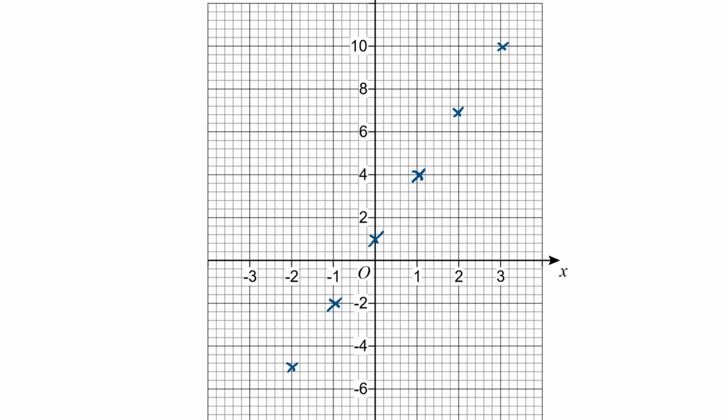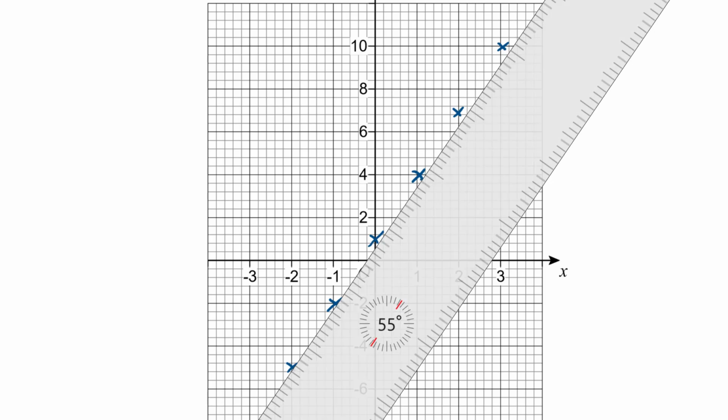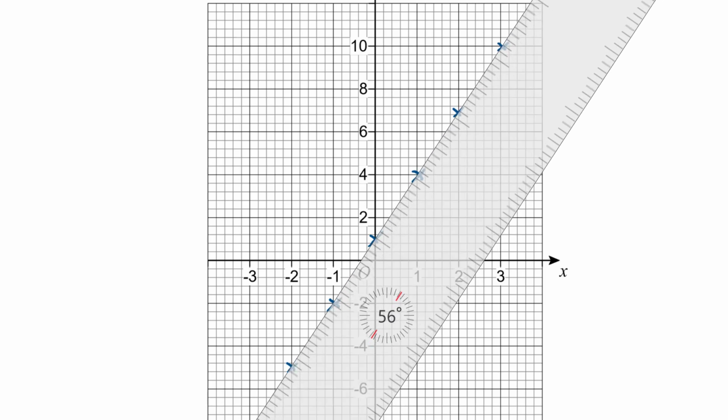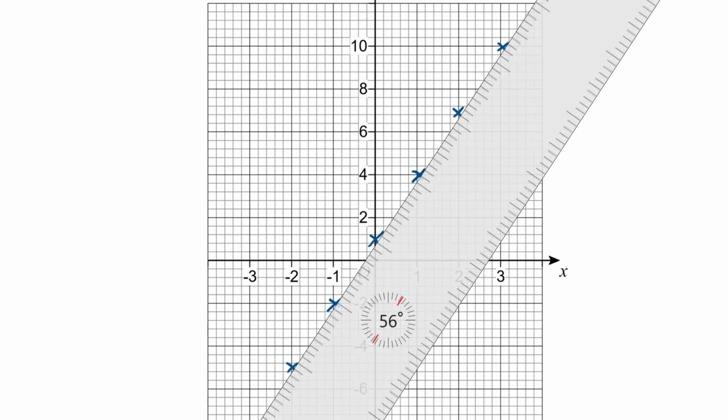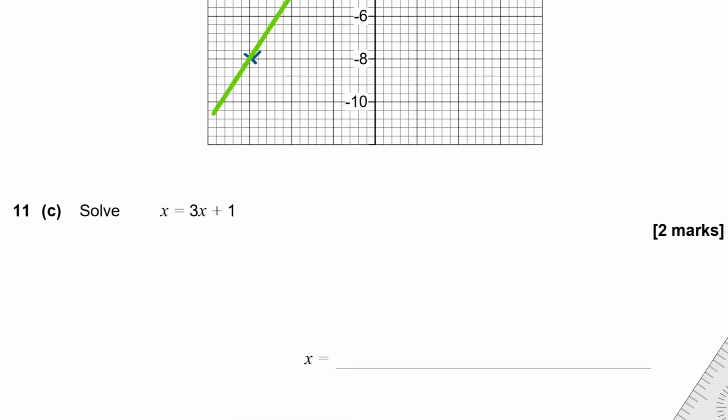Okay, so once you've drawn all your points, you can get your ruler out. Line up all your points and draw a straight line. Looks about right. So your line should go the full width of the graph. It doesn't start and end with the first point. Okay, done. Part C says solve x equals 3x plus 1.